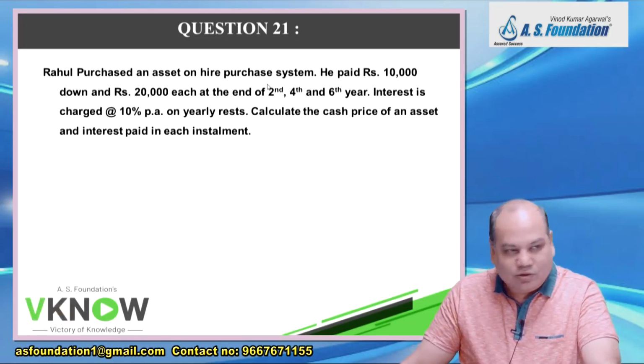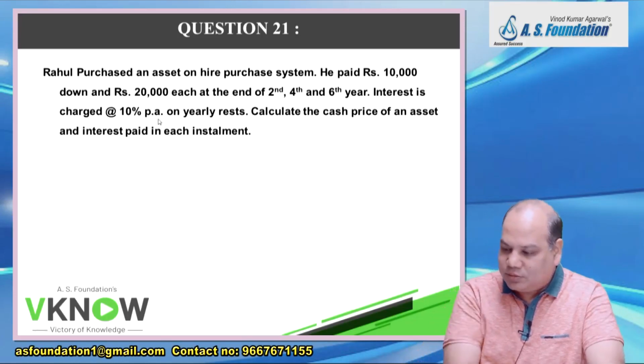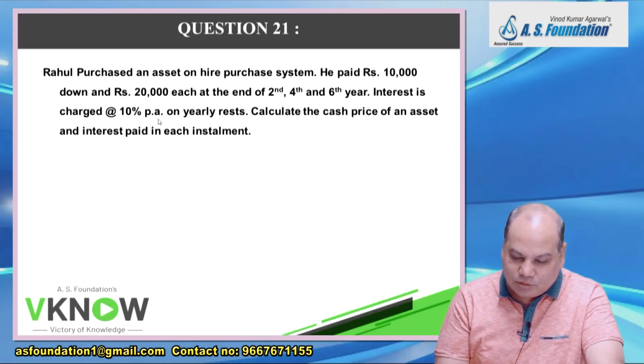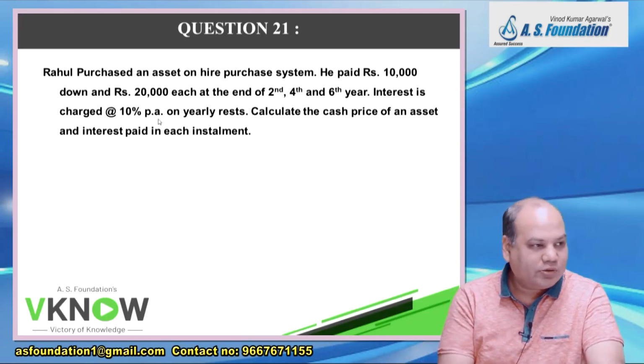Rahul purchased an asset on hire purchase system. He paid rupees 10,000 down and 20,000 rupees each at the end of second, fourth and sixth year. Interest is charged at the rate of 10% per annum on yearly rest. And what was written in the previous question? On 2 yearly rest.